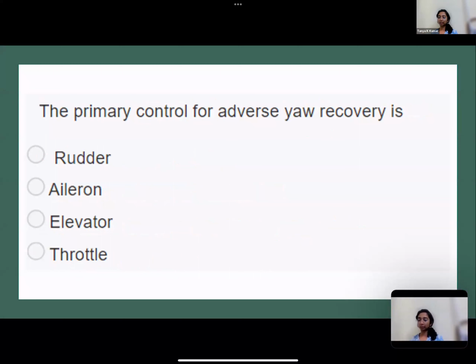Next question, primary control surface for adverse yaw. What is adverse yaw? I think I will discuss all of these in the next lecture.